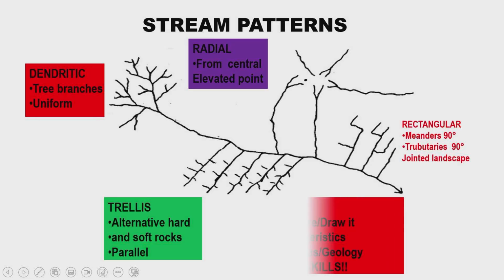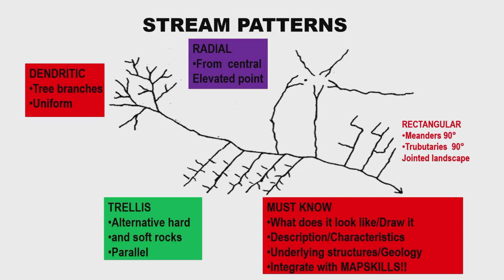And then we will take what is generally accepted as the approach to mastering this section. You must know what the pattern looks like, or you must be able to draw it, because either the examiner will give you the pattern and you identify it, or you will be asked to draw it. So you must be comfortable from both angles. Secondly, you must be able to describe how it looks, and then also give the characteristics. Then after that, you must master the underlying structure, which is the geology that is determining the actual pattern.